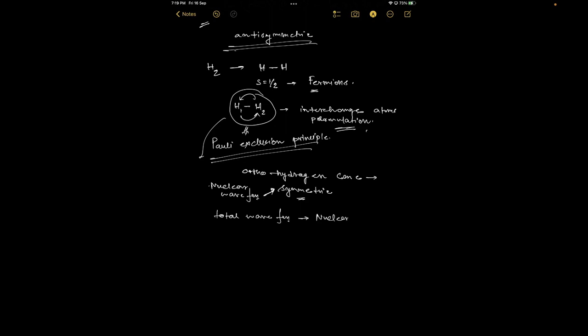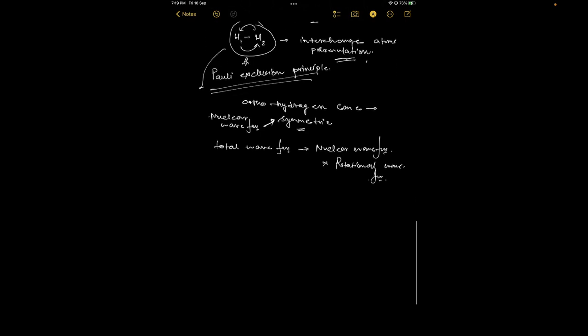nuclear wave function times rotational wave function upon interchanging two hydrogen atoms. So the nuclear wave function is symmetric for the orthohydrogen case. The total wave function has to be antisymmetric to fulfill the Pauli exclusion principle condition. Now the rotational wave function has to be antisymmetric, right? Because symmetric times antisymmetric equals antisymmetric, because plus times minus is minus. So it has to be antisymmetric.